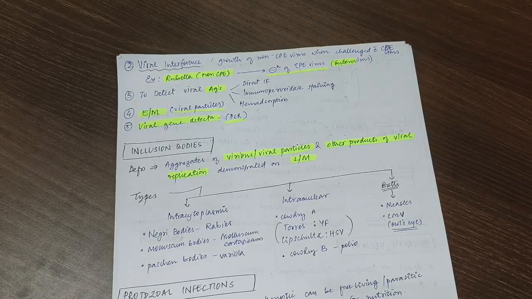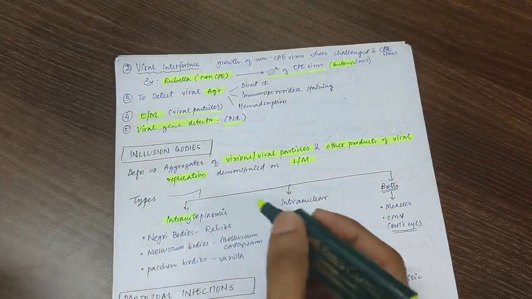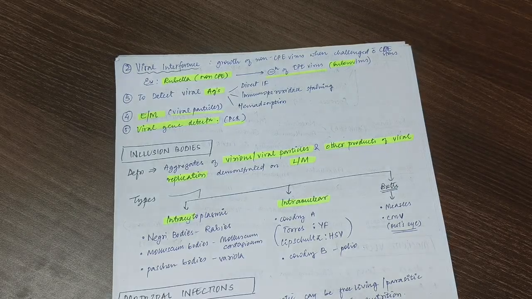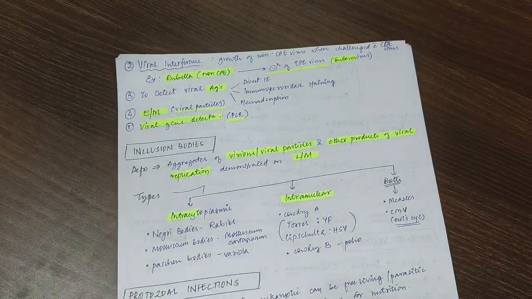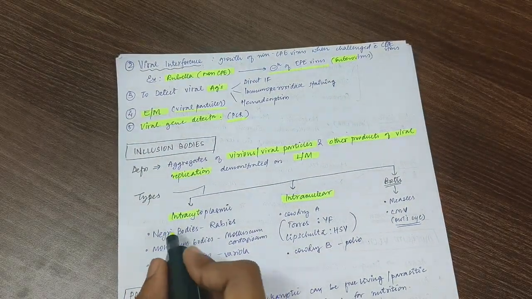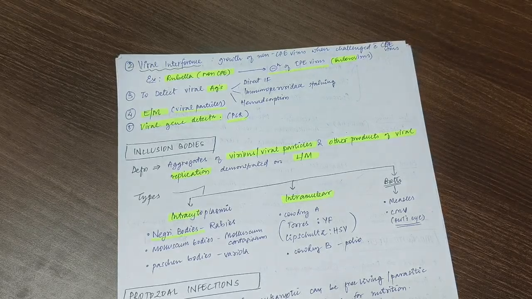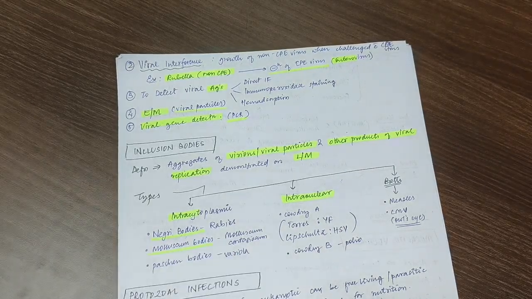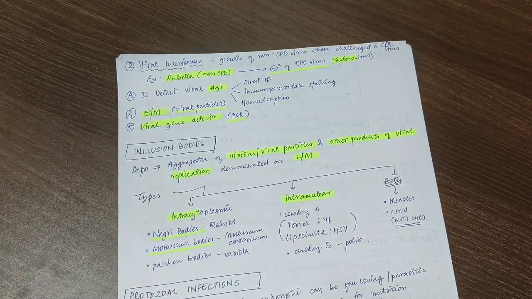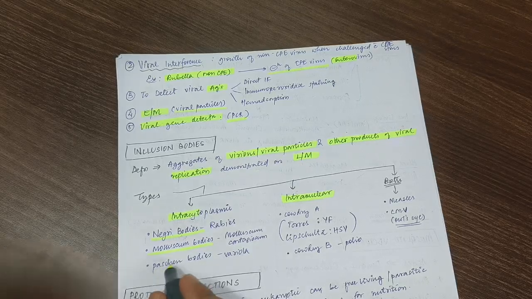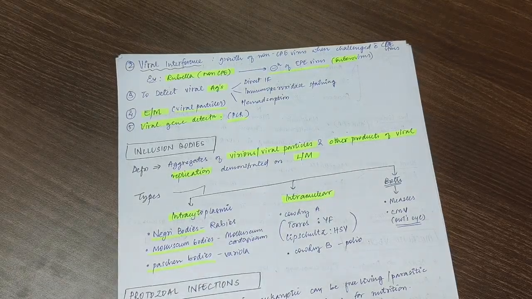So what are the types of inclusion bodies? Intracytoplasmic, intranuclear, and both. Intracytoplasmic, basically: Negri bodies, that is seen in rabies. Then molluscum bodies, seen in the disease molluscum contagiosum, as the name itself says. Then Paschen bodies, that is seen in variola.